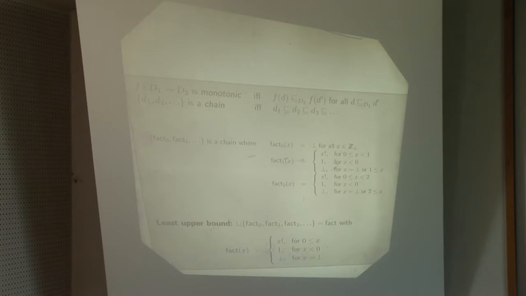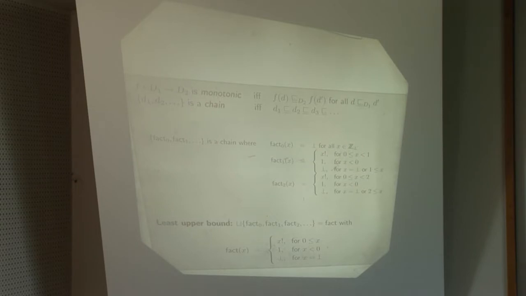So monotonic means, if you have a function from D1 to D2, it's monotonic if you have the following property: if d is smaller than d prime, then you also have that f of d is smaller or equal than f of d prime. So that's monotonic. And a chain is simply a set, and the elements of the set can be ordered in such a way that one element is less or equal than the next element, this is less or equal than the next element, and so on. So a chain basically is an ascending sequence of elements, but we consider it just as a set.